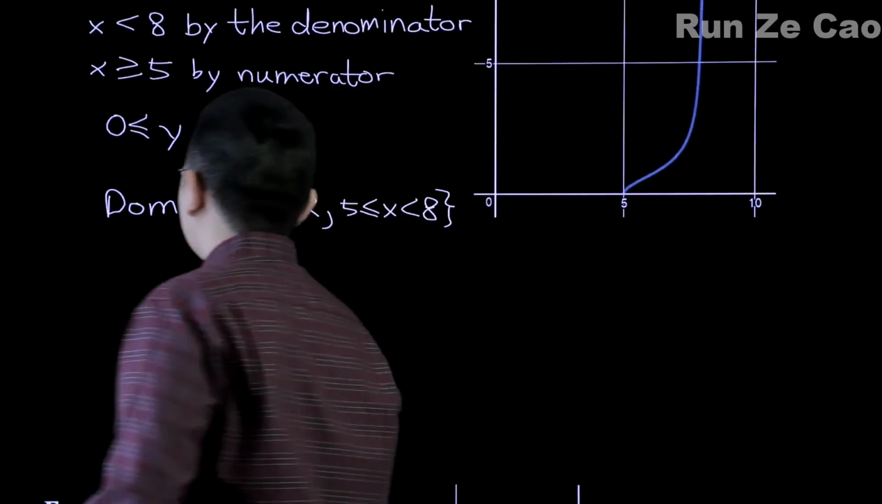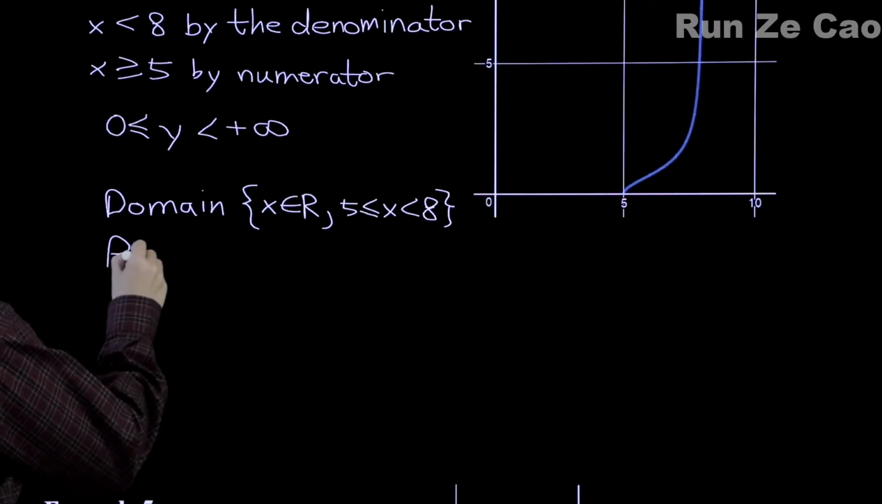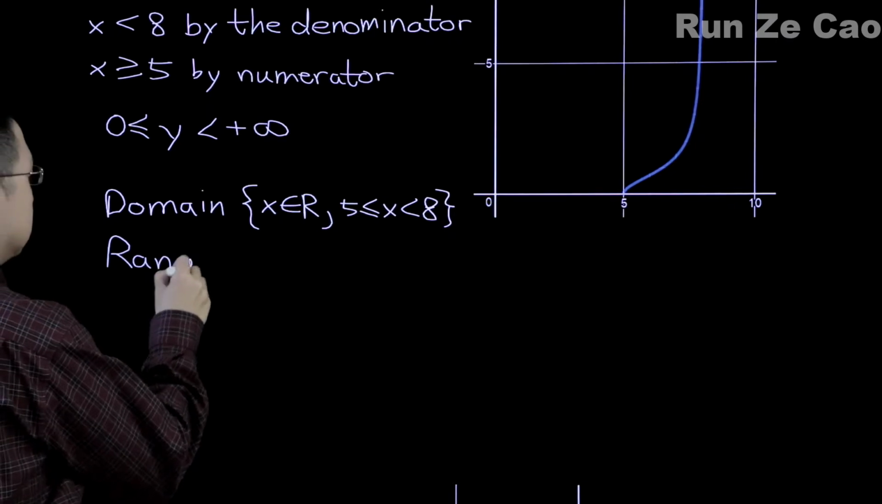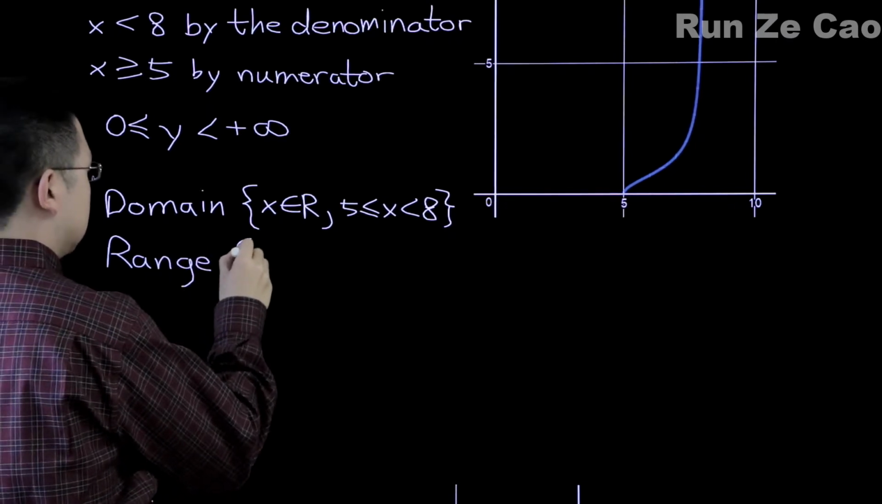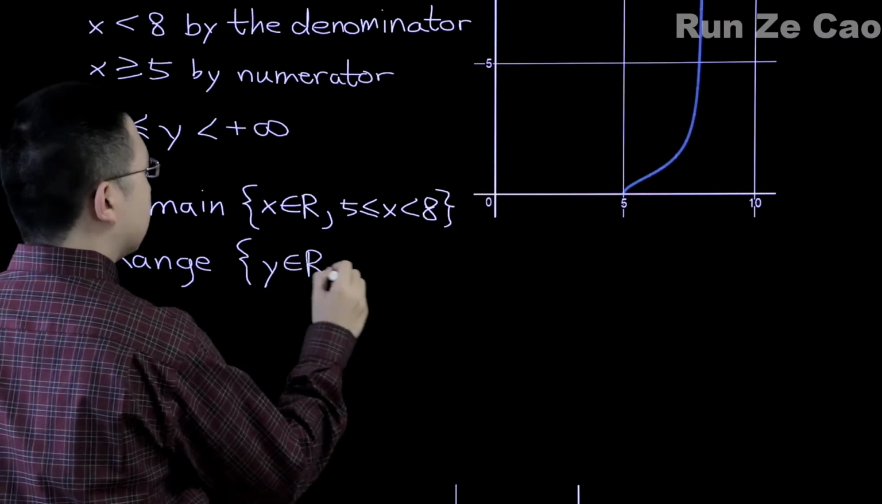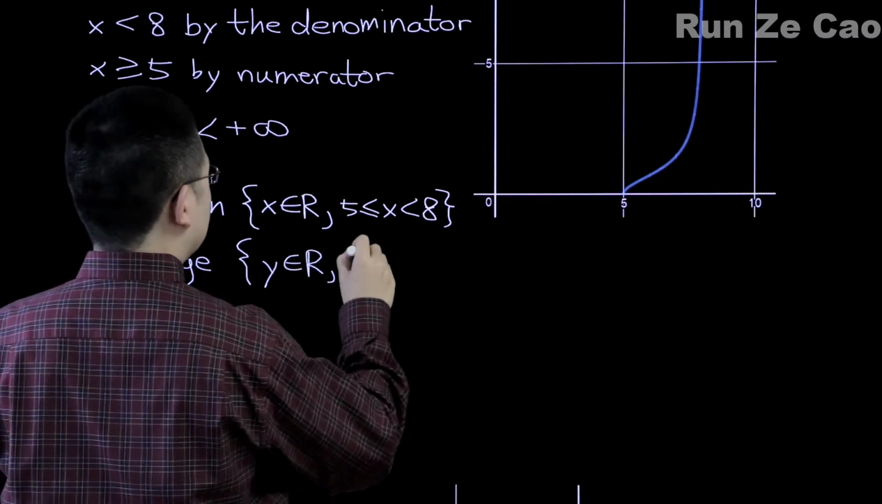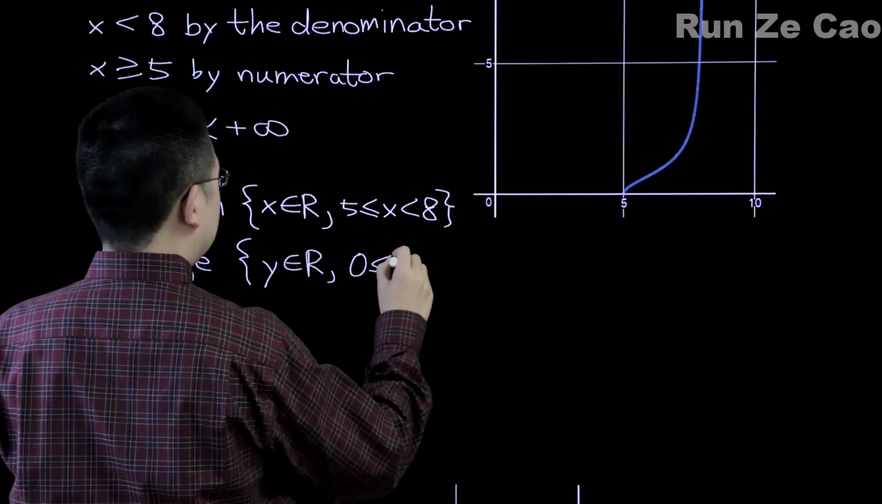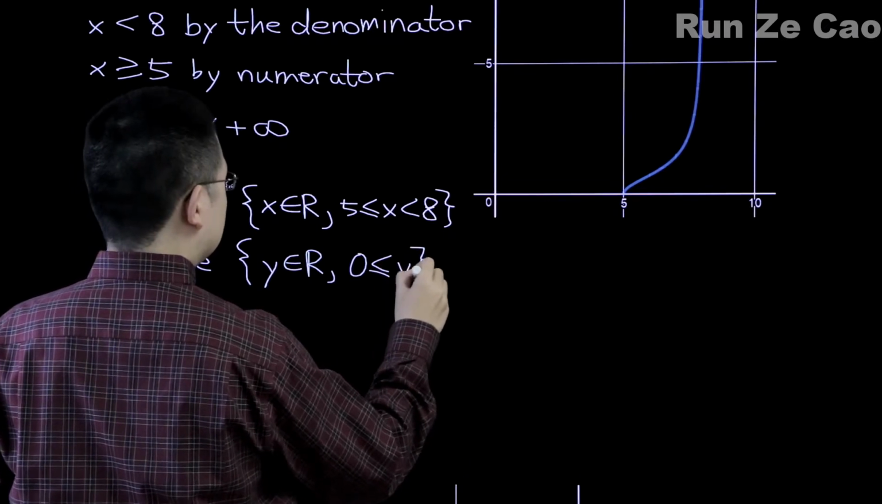But of course we need to state it properly, which means set notation. y is an element of the real numbers such that y is greater than or equal to 0.